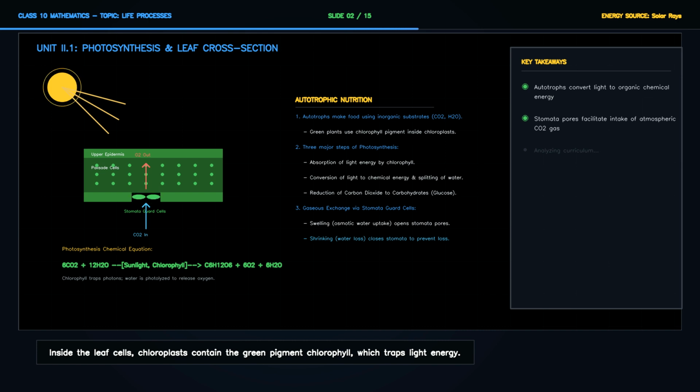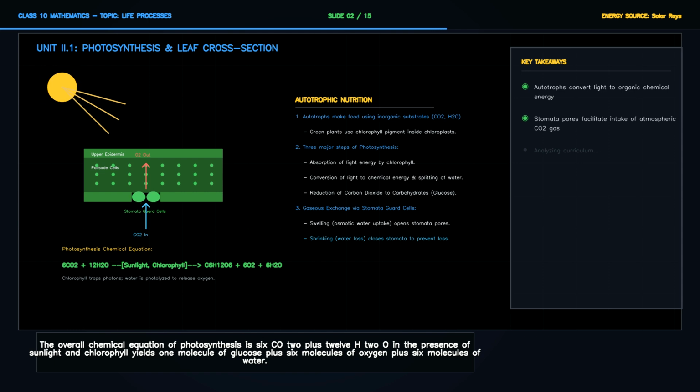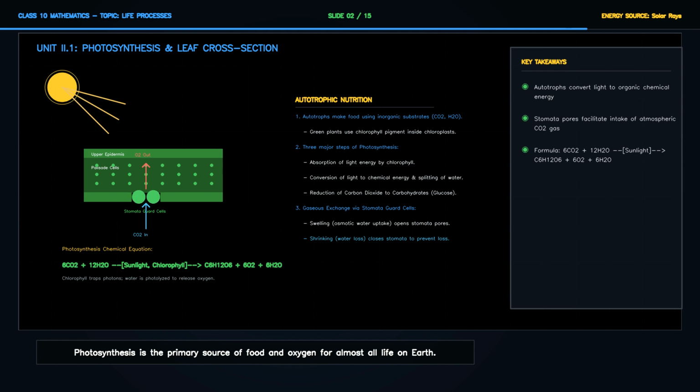The overall chemical equation of photosynthesis is 6CO2 plus 12H2O, in the presence of sunlight and chlorophyll, yields 1 molecule of glucose plus 6 molecules of oxygen plus 6 molecules of water. Photosynthesis is the primary source of food and oxygen for almost all life on Earth.